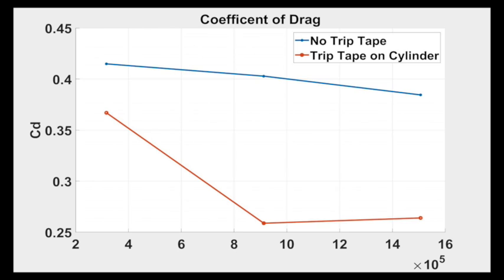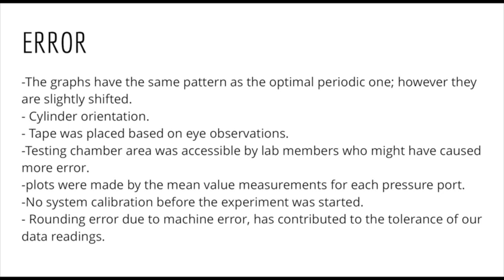For non-tripped flow, the coefficient of drag was overall higher than what we calculated for tripped flow. And this makes sense because we would expect the force on the cylinder for tripped flow to be lower than the non-tripped. Since separation occurs sooner for a tripped flow, there is less force on the cylinder. And the difference between total drag pressure for tripped and non-tripped flow increases as RPM increases.